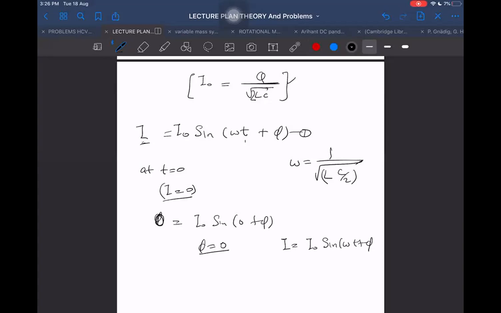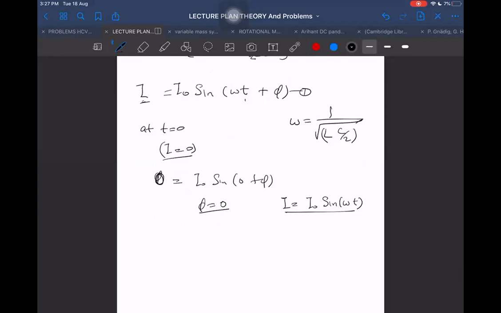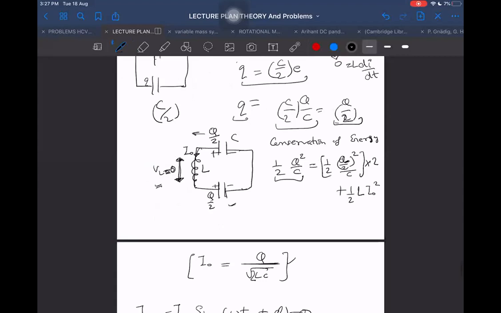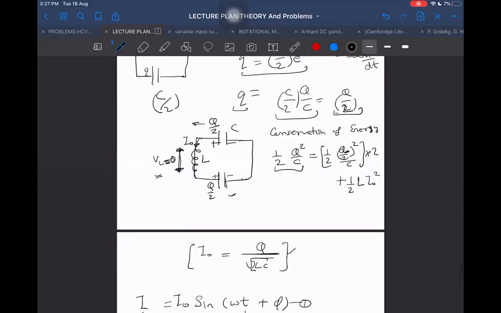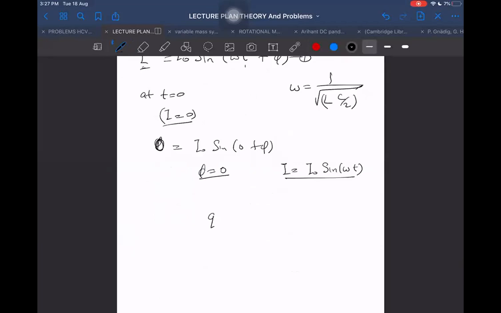Sorry, no need to take phi now. Phi is converted into 0, just sine omega t. This is I. Somebody may now ask you what is the value of charge as a function of time. If they are asking you charge as a function of time, how to find that? Integrating. I recommend you to find charge flowing as a function of time.